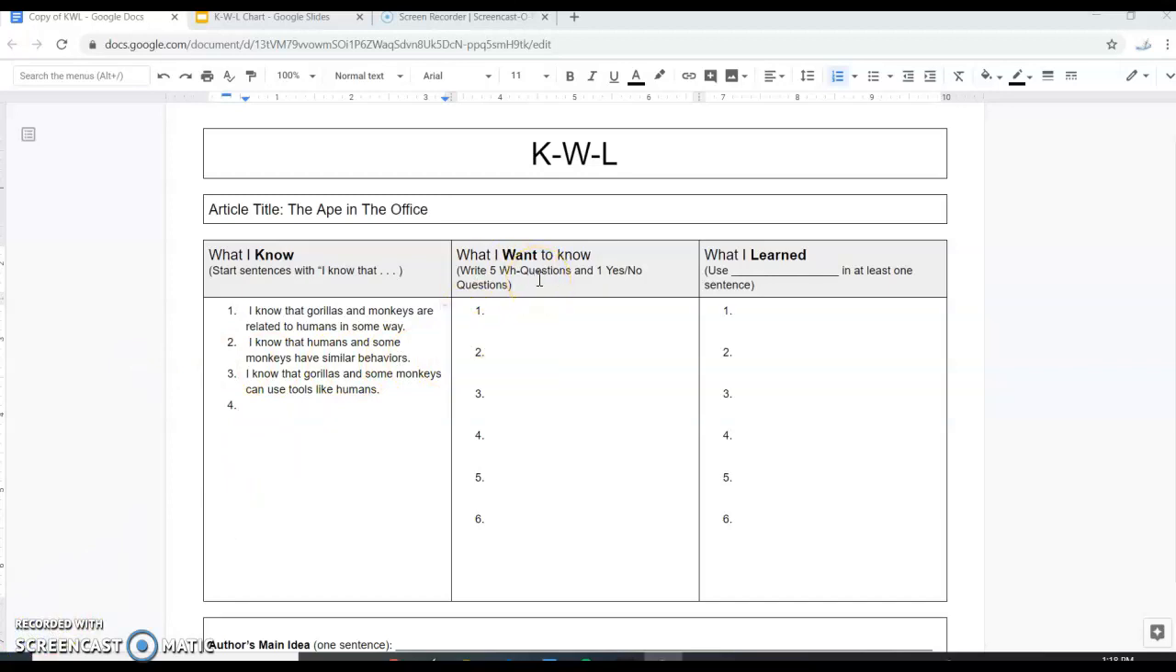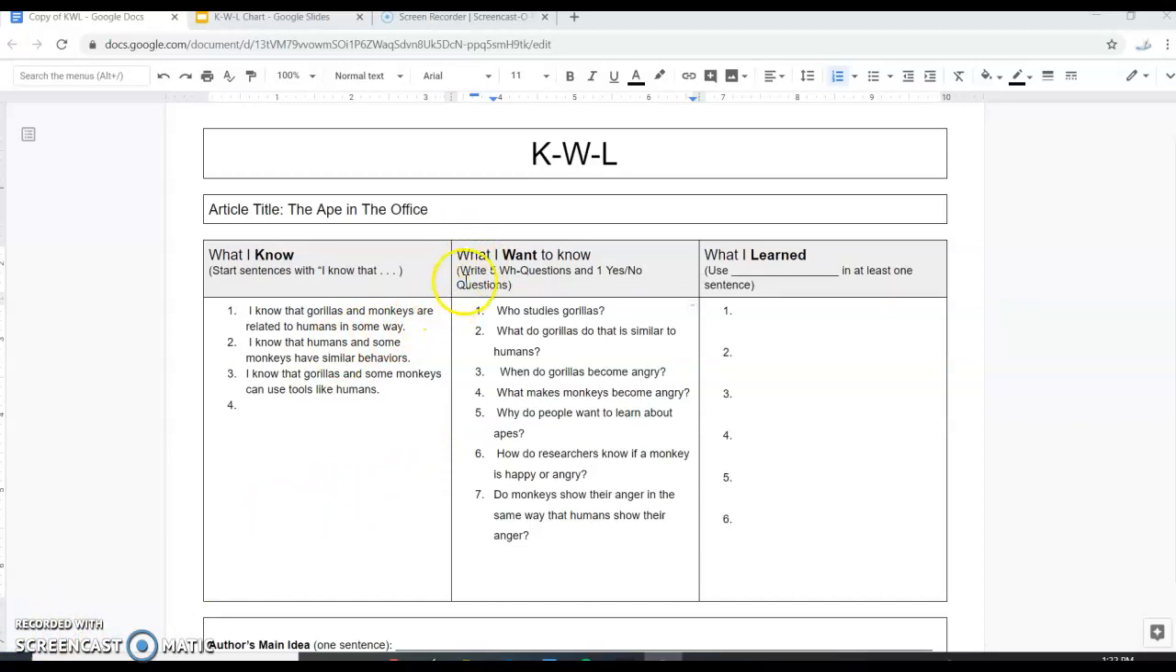Now remember that we still have not read the article yet. We've just skimmed it. We looked at the pictures, but we have not read the article in detail yet. So here, under what I want to know, we're going to write 5 WH questions and 1 yes/no question at least. You can do more if you'd like for more practice, but we want to ask questions about the article. For example, questions about what we think the article is going to be about, or maybe what we want to learn from the article just by looking at the pictures and the title.